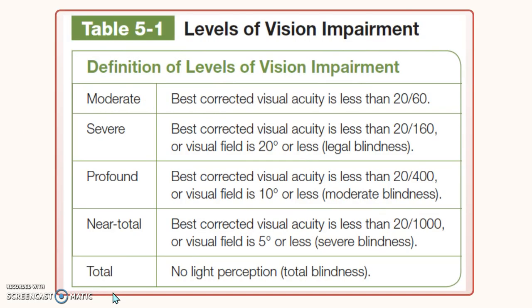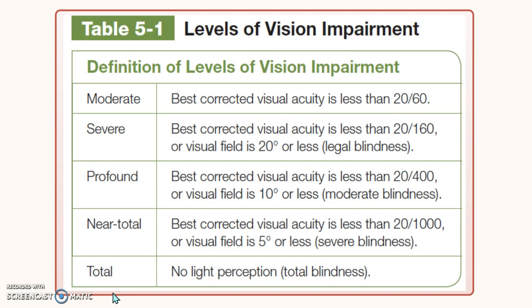So this is just the levels of visual impairment: moderate, severe, profound, and near total or total. As you can see, for moderate, it's best corrected visual acuity of 20/60. For severe, visual acuity is less than 20/160, or visual field of 20 degrees or less.